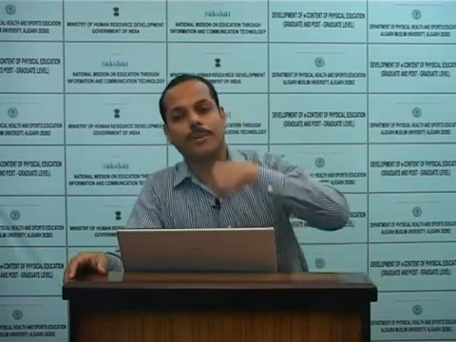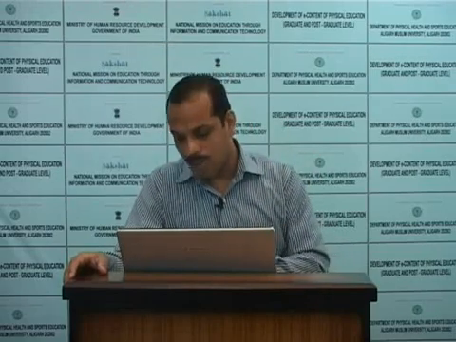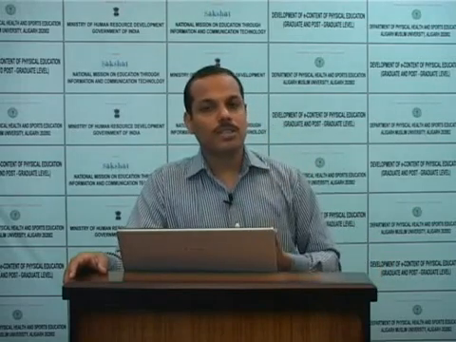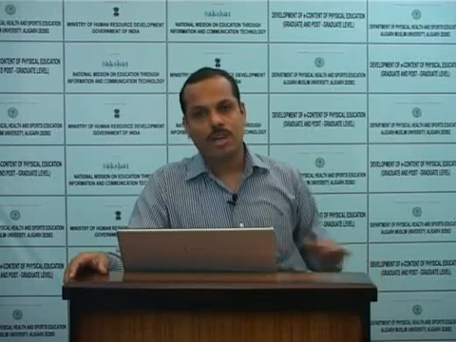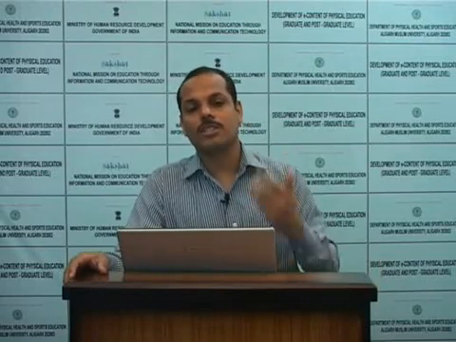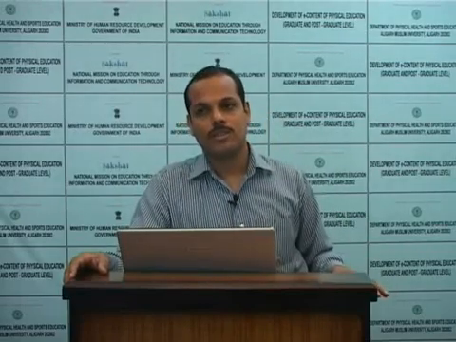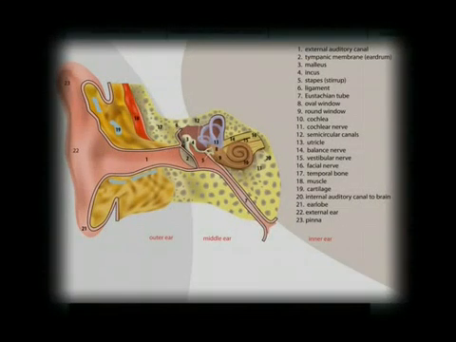Because of this, there is vibration of the internal ear, and it causes the movement of the perilymph. Because of this movement of the perilymph, there are pressure changes in the perilymph. This pressure change in the perilymph causes movement of the endolymph. Because of the movement of the endolymph, there is movement in the basilar membrane.